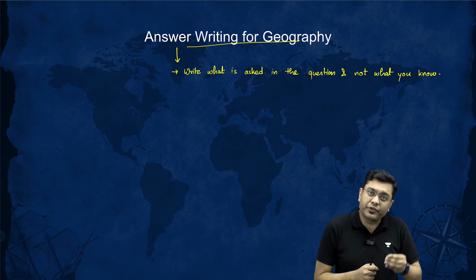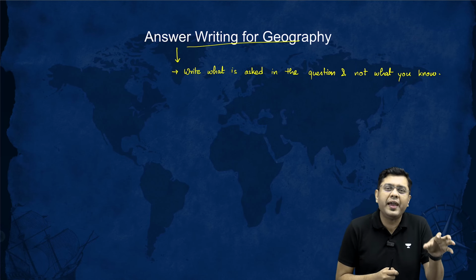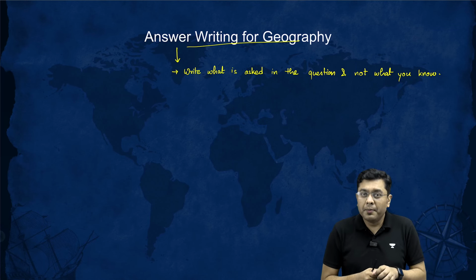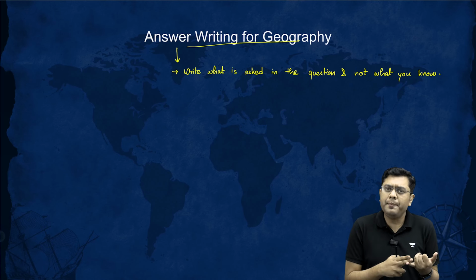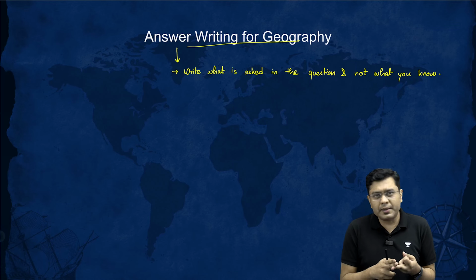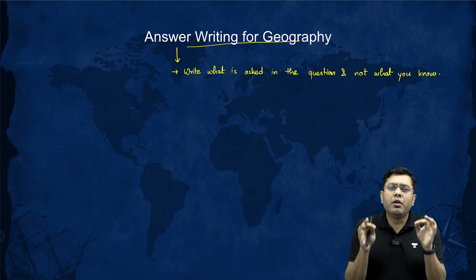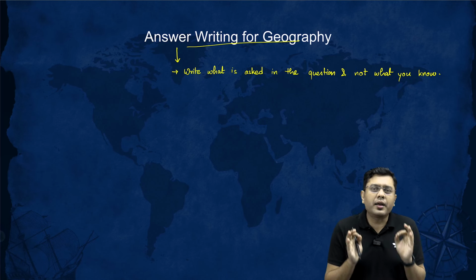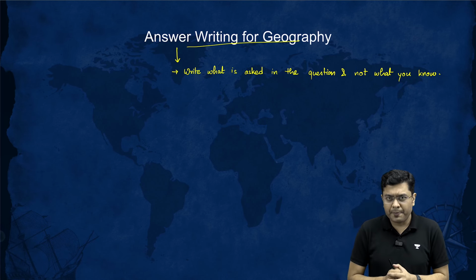When the evaluator starts reading your answer, their eyes search for where those keywords are. But you have written so many things which are not required. You have wasted the time, you have wasted your space, and created a bad impression in the minds of the evaluator. This is something that you should keep in mind regardless of the subject, regardless of the GS paper, that please answer to the point.